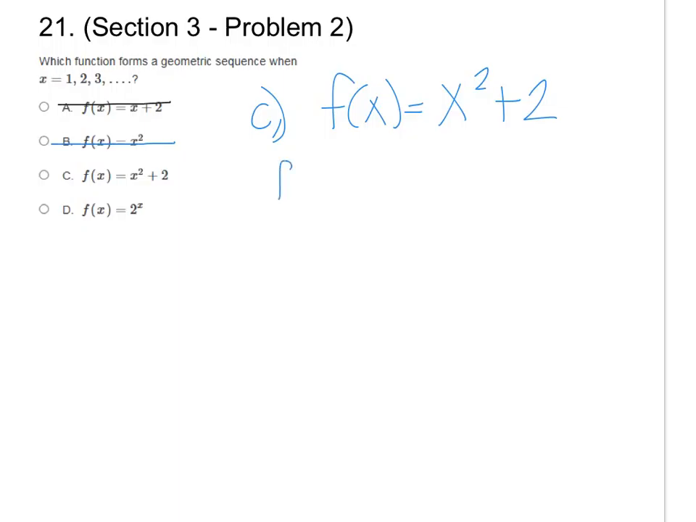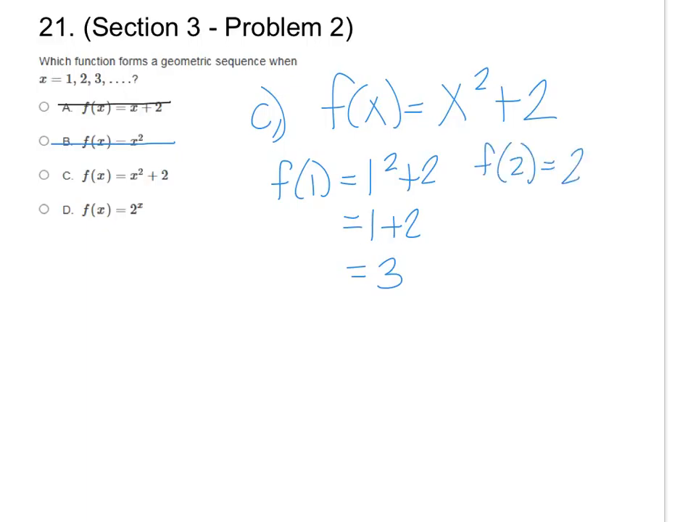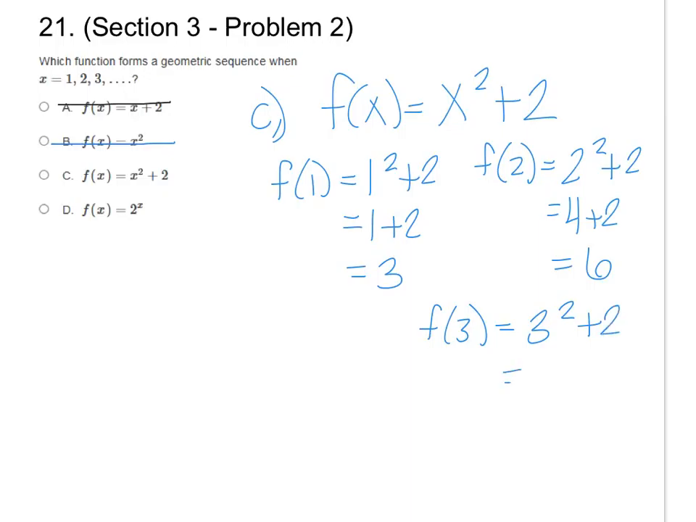F of x is equal to x squared plus 2. So I'll plug in 1. So I get 1 squared plus 2, which would be 1 plus 2, which is 3. So 3 is my first term of the sequence. Then I'll plug in 2. 2 squared plus 2 is equal to 4 plus 2. So 6 is the second term of my sequence. And then if I plug in 3, 3 squared plus 2, 3 squared is 9 plus 2, and I get 11. So the first three terms of the sequence are 3, 6, 11, and then again it would continue.